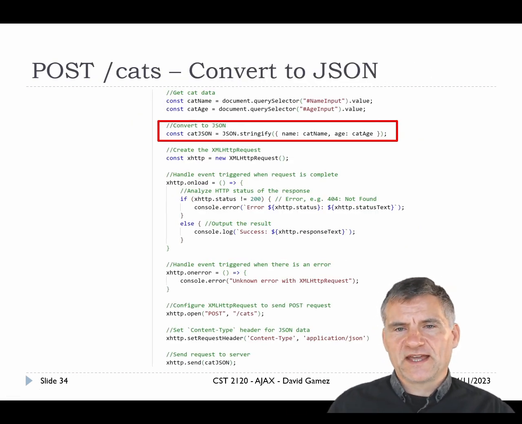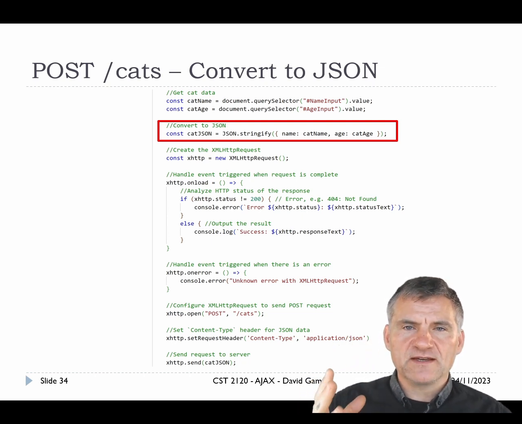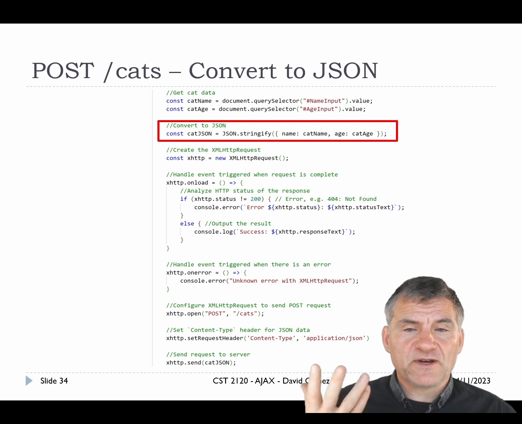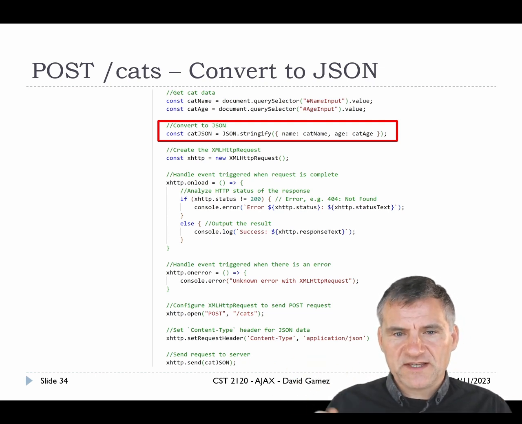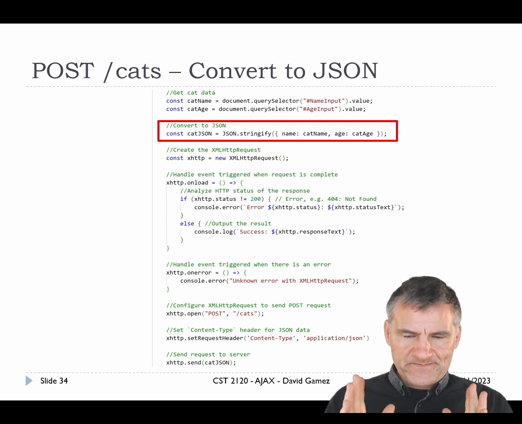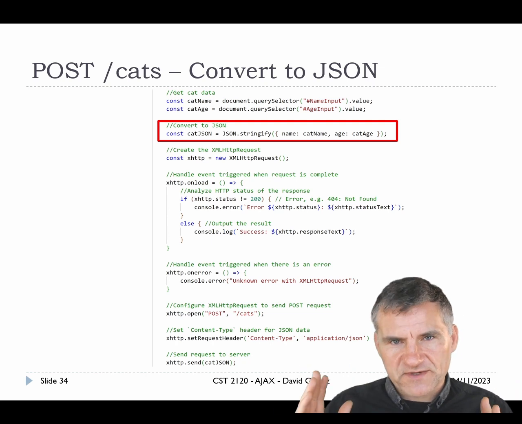Then we need to convert that into JSON, yeah? A JavaScript object is a data structure in the memory of the computer. We can't send or receive that over the network, right? We need a string, in this case JSON, and that's where JSON comes in. So we do JSON.stringify to convert that data into a JSON string as opposed to a JavaScript object.